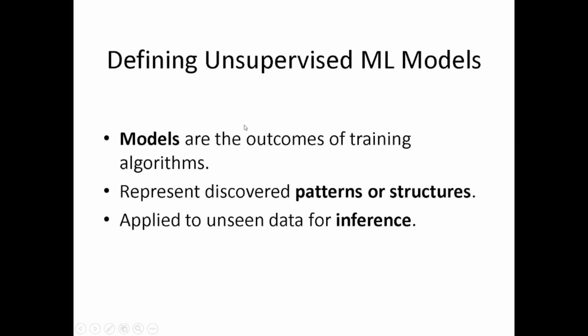Let's define unsupervised machine learning models. Models are the outcomes of training algorithms. When an algorithm processes data, it produces a model. A model represents the patterns or structures discovered by the algorithm. For example, clustering models consist of centroids, while dimensional reduction models transform data into lower dimensions. These models can then be applied to new unseen data for inference.